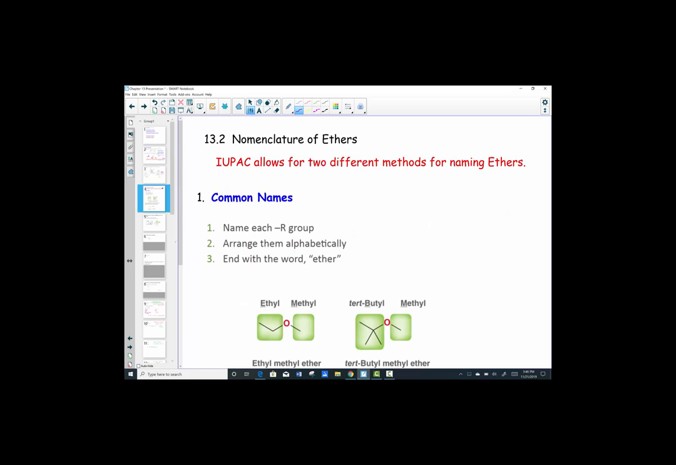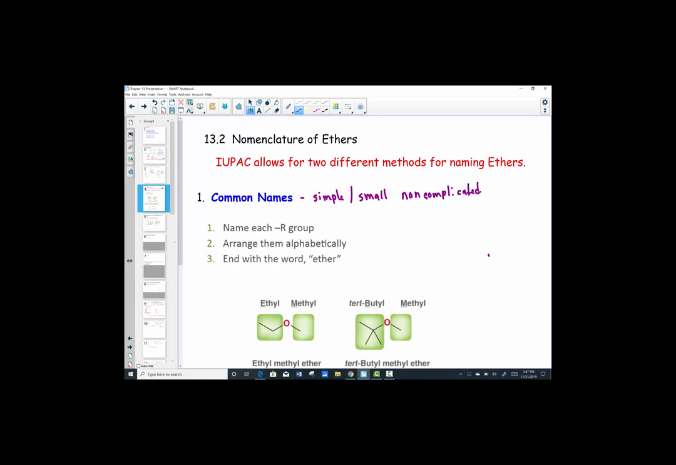Now, when we go to name ethers, we really have two different methods, and IUPAC allows for both methods to be absolutely correct. The first of these methods is using a common name, and we want to emphasize that this is for simple ethers made of small, non-complicated chains. Non-complicated would mean no chiral centers or just something that's very easy to name quickly.